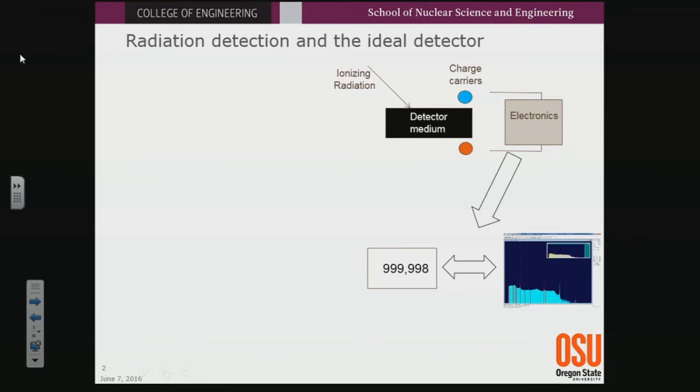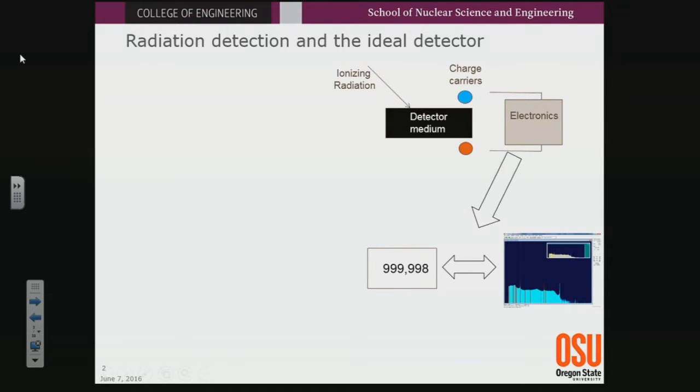So some of this may be review for a lot of you in the room, but I'm just going to go over how radiation detection works in general. So we have some ionizing radiation interacting with the detector medium, ultimately producing charge carriers. These charge carriers can be produced in the detector medium itself, such as gas or semiconducting material, or for example, with a scintillation medium, the light will scintillate and then get converted to charge through an auxiliary piece of equipment, such as a photomultiplier tube or a photodiode.